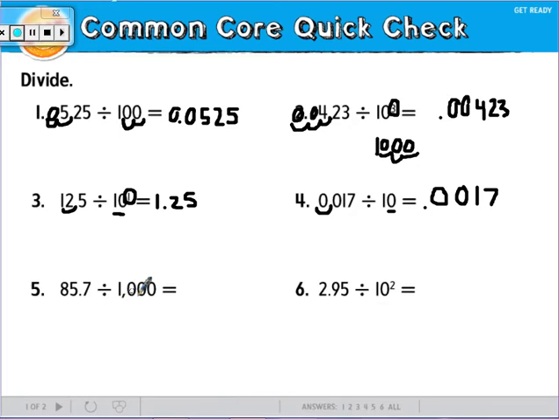85 and 7/10 divided by 1,000. How many zeros are in 1,000? 3, which means I need to move my decimal 3 places. 1, 2, 3. So I'm going to need a 0 right there, right? So 0, 7. And right here, 10 to the second. So how many zeros are going to be in 10 to the second? 2. So I need to move this 2 places. So I'm going to have 1, need to add a 0, and then 295 ten thousandths.